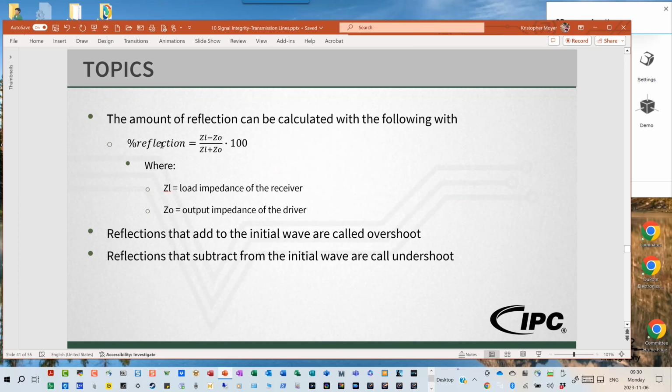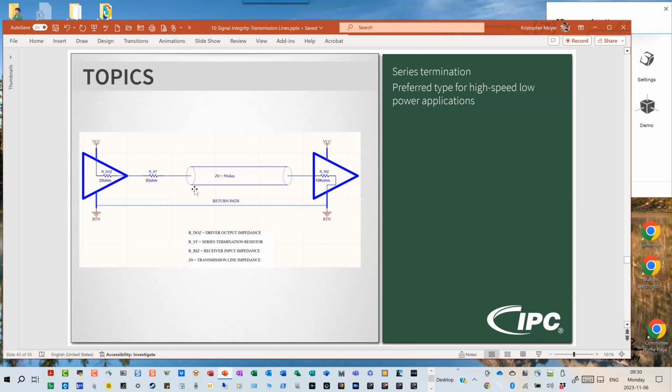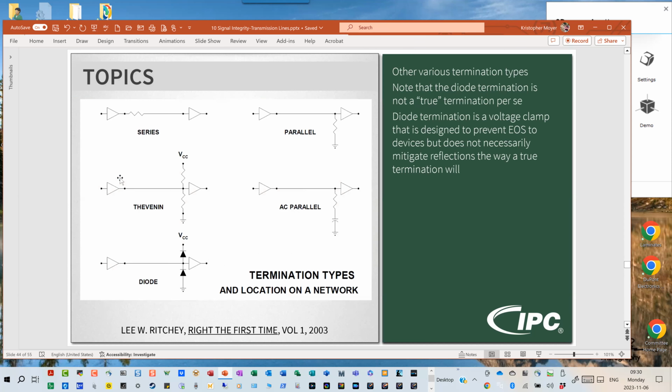So basically, I want the total impedance of the series termination resistor plus my output impedance here to equal my transmission line, and I will get as close to 0 reflection as I can. We will never get perfect 0. That's a near impossibility, but that is the goal right here. Now, there are other various termination methods, but series termination is still going to be our most popular, and I'll explain why here in a minute.